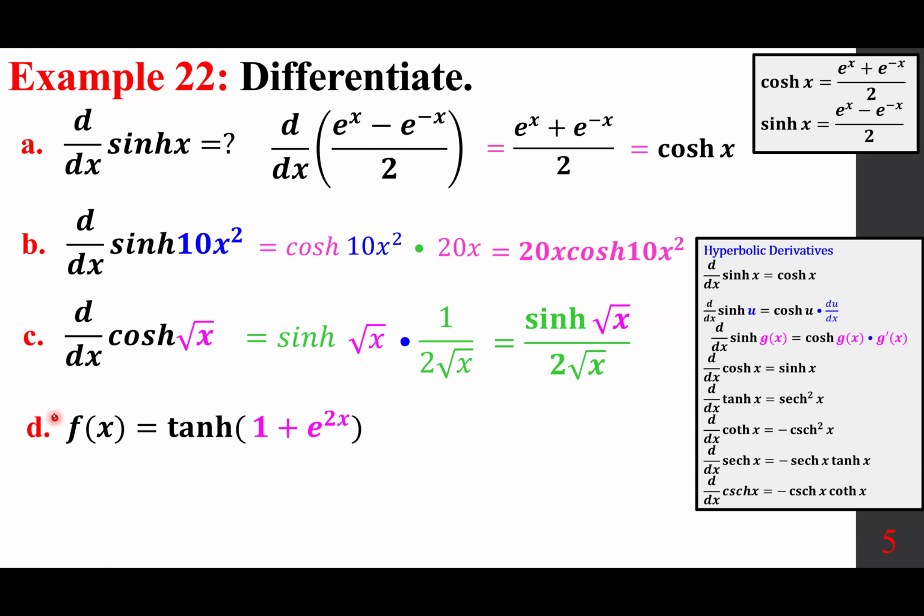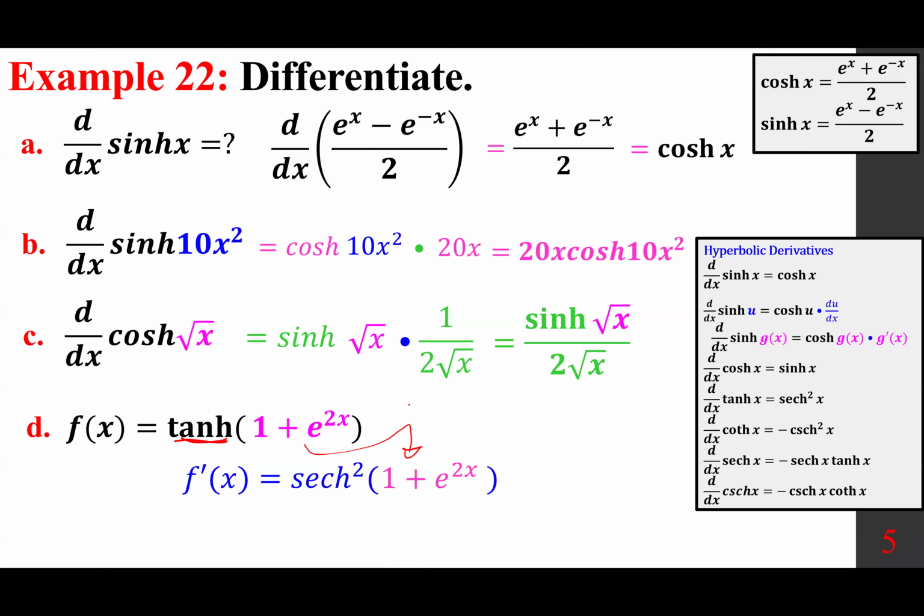What about hyperbolic tangent of 1 plus e to the power of 2x? And remember, for hyperbolic tangent, the derivative is hyperbolic secant squared. So just this one, hyperbolic secant squared. But hyperbolic secant squared of what? You have to use the same argument, 1 plus e to the power of 2x.